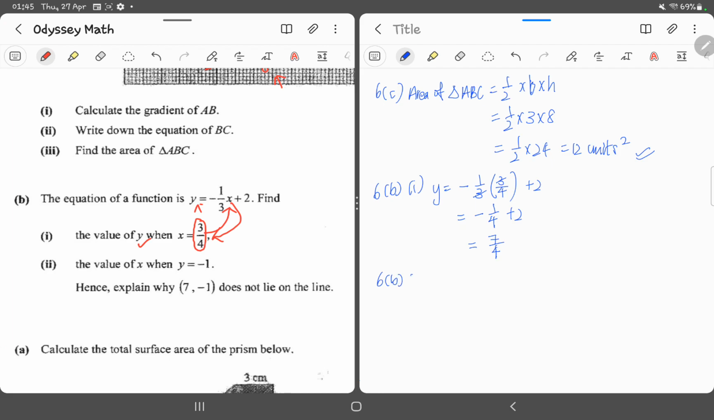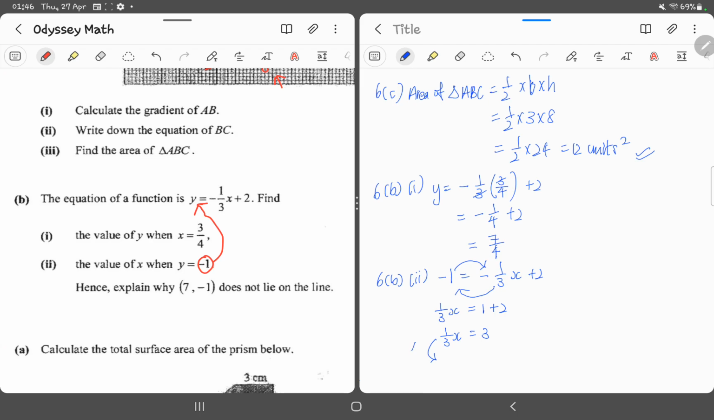Now 6b ii. Find the value of x when y equals -1. Over here, we are going to substitute -1 into this y. So -1 equals -1 over 3x plus 2, which means I bring this over here, 1 over 3x, and then I bring -1 over here, equals 1 plus 2. Remember, when you bring the terms from one side of the equation to another, remember to swap the sign. Here I swap from minus to plus. Same goes for the -1, I swap from minus to plus. So 1 over 3x equals 3.